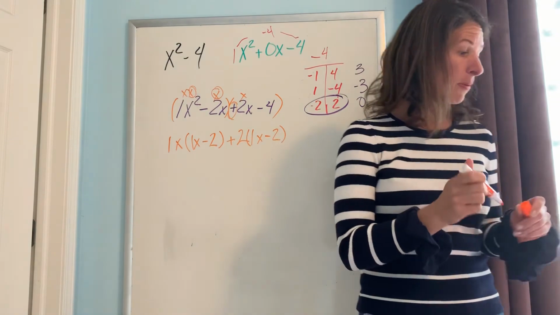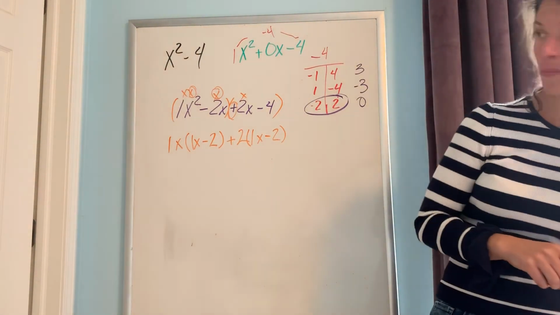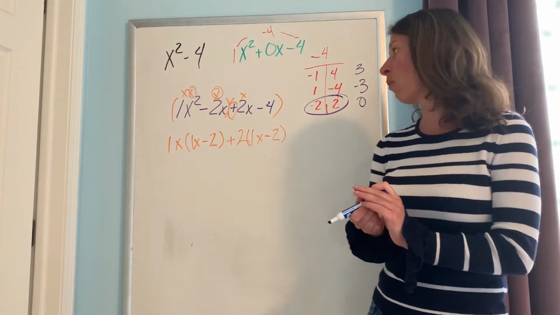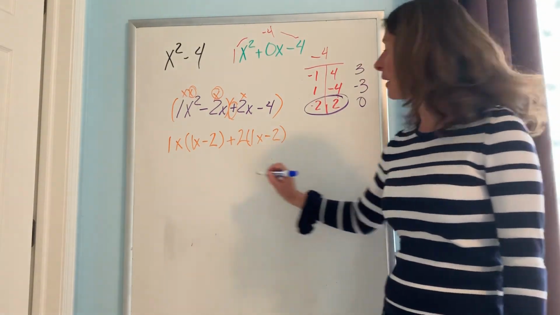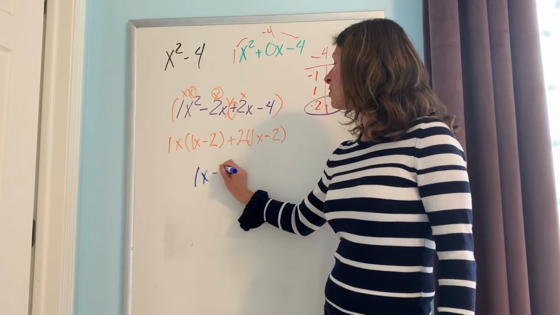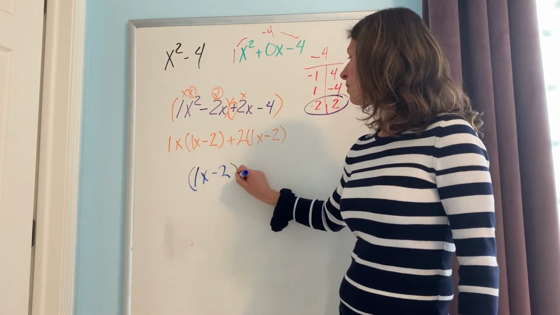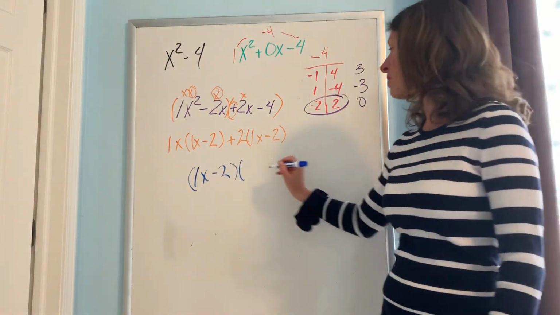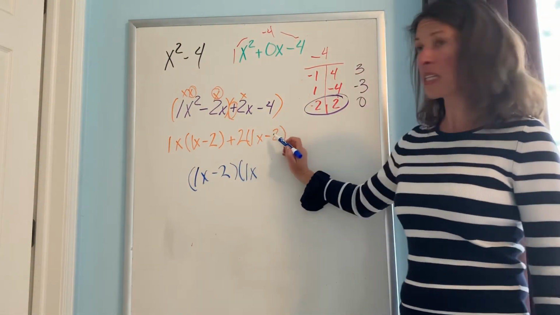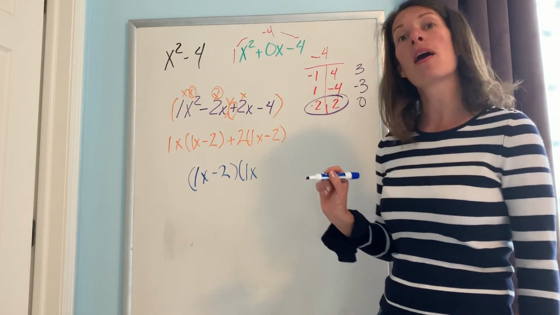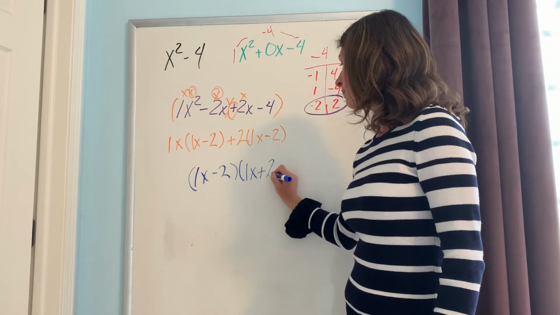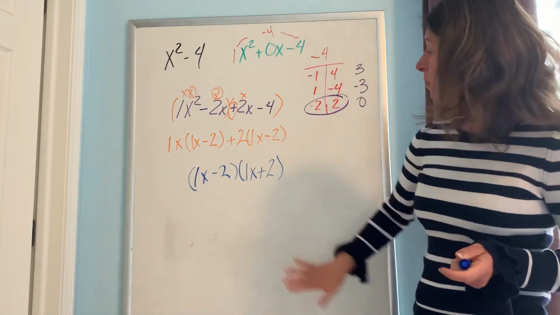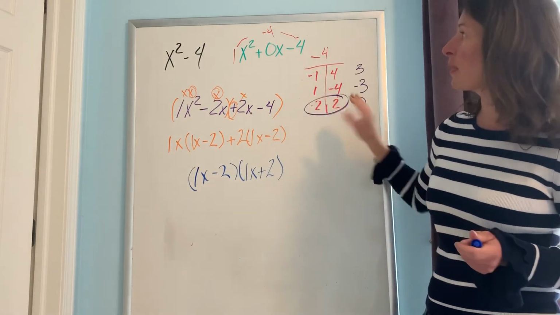Now, do my parentheses look the same? Are they exactly the same? And if they are, which they are, 1x minus 2, then that means I did it right. So I have 1x minus 2. And this 1x minus 2 is being multiplied by a 1x. And this 1x minus 2 is being multiplied by a plus 2. And now I'm done. Are you starting to see the pattern between our answer and what we came up with?